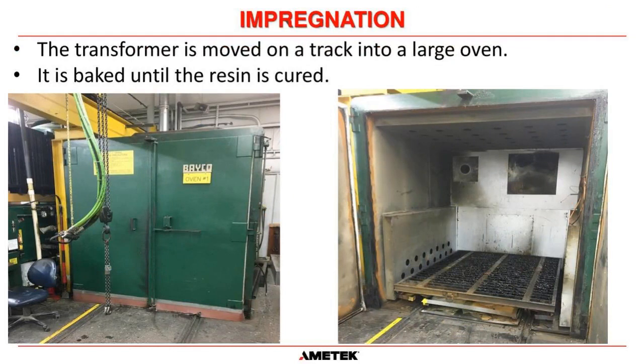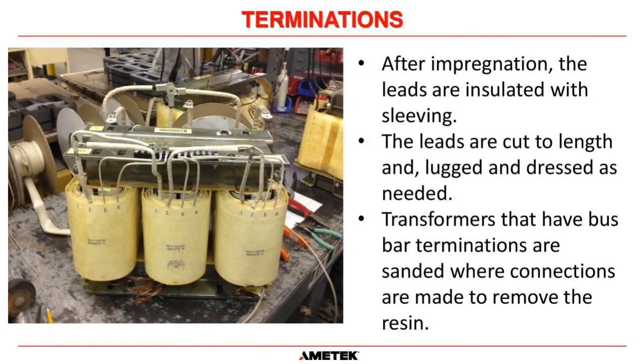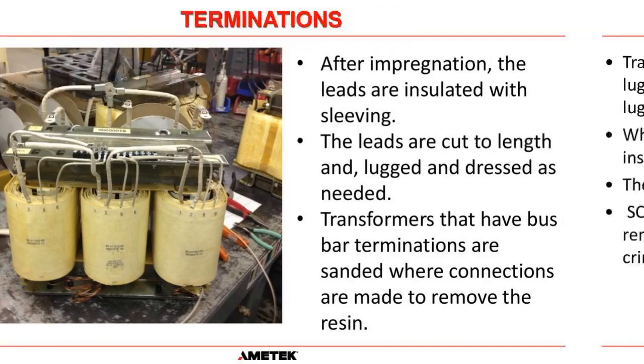Here's the oven where the transformer is cured. Once we take it out of the oven, then it goes to a department that dresses the leads and lugs the leads as needed. If we have bus bars rather than leads like this coming out, they have a little belt sander they use to sand the resin off of the leads to make connections.